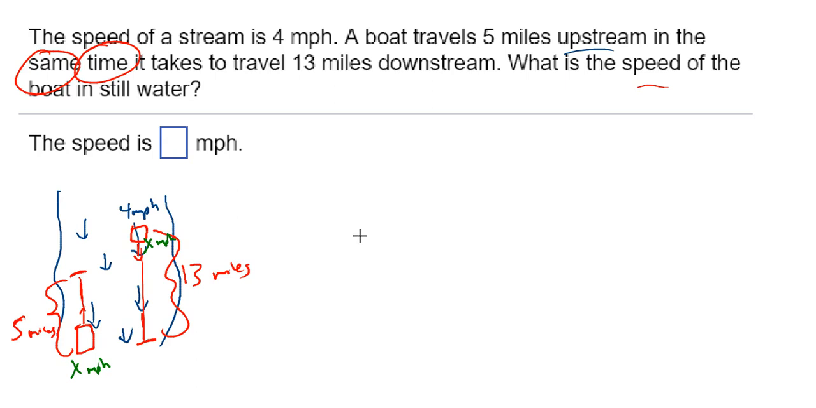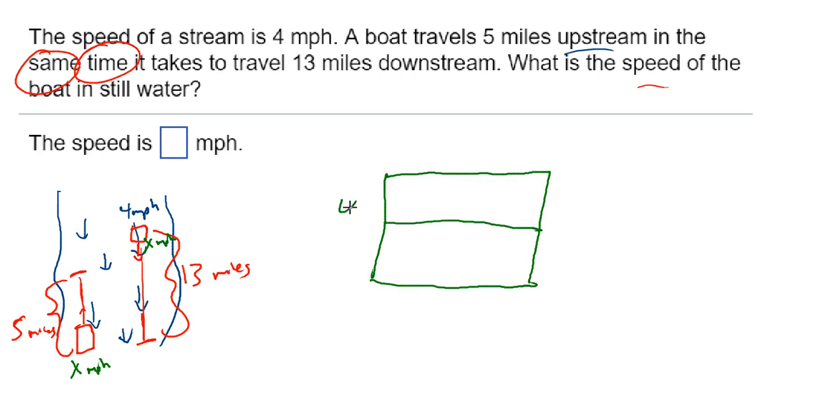So D equals RT is the formula that applies to this situation, but we have two different scenarios, right? Upstream and downstream. So we're going to make a table to organize all this information. We'll have one row for upstream, one row for downstream. We'll make a column for each variable in the formula. So we have R, we have T, we have D. All right, so we'll fill in what we know.